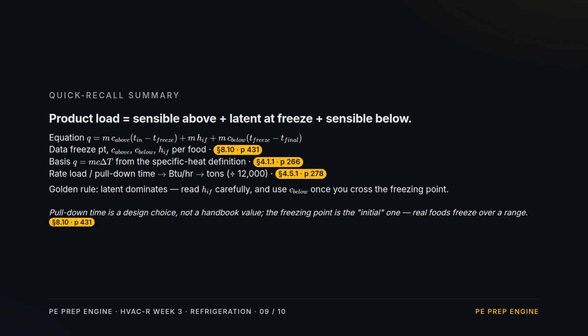Quick recall. The product load is sensible above the freezing point, plus latent at it, plus sensible below. The 4 food numbers come from section 810. The Q equals MC delta T basis is the specific heat definition. To size the machine, divide the load by your pull-down time and convert to tons at 12,000 BTU per ton. Golden rule. Latent dominates. Read the latent heat column carefully and switch to the below freezing specific heat once you cross the freezing point.